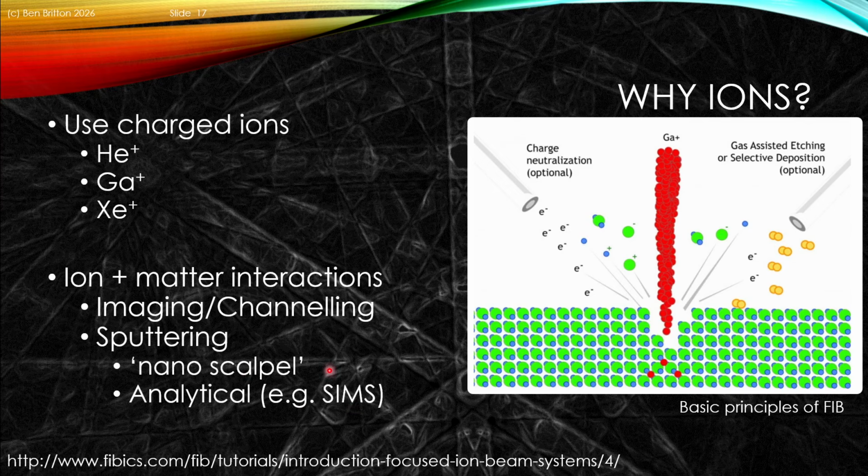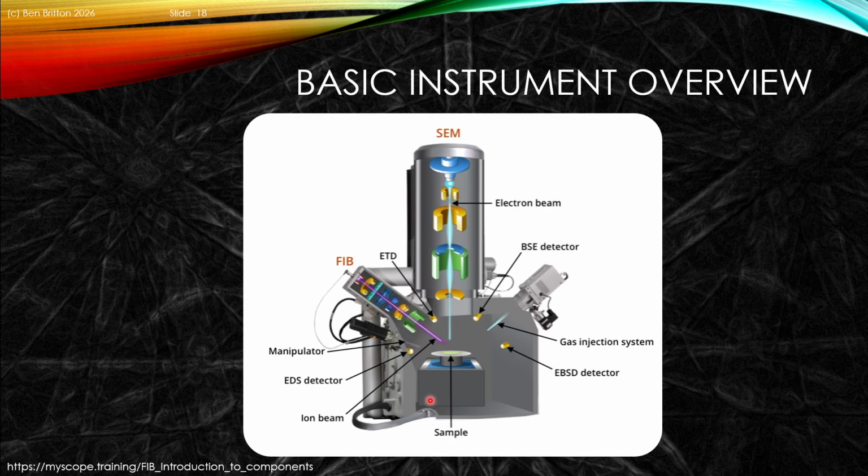And we can do analytical analysis of, say, the sputtered ions through things like SIMS in those systems. The overall instrument has that interaction happening at the sample, but basically what we do is we have the FIB, it can be located off to one side. Some instruments may have the FIB running vertical, but in many they'll be running off at an angle.